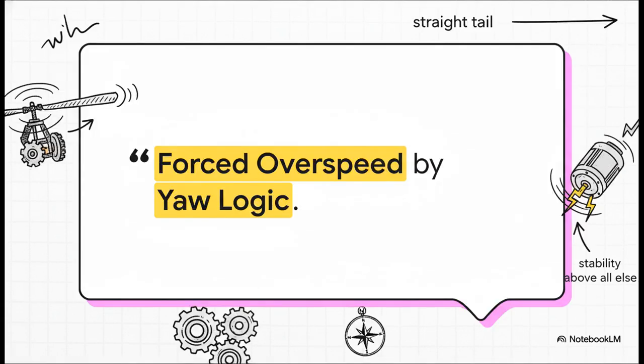And that brings us to this crucial takeaway. This forced overspeed isn't a bug, and it's not even an intended feature. It's a necessary consequence of the software prioritizing stability above all else. To keep the tail straight, the motor is simply forced to let the rotor run wild.